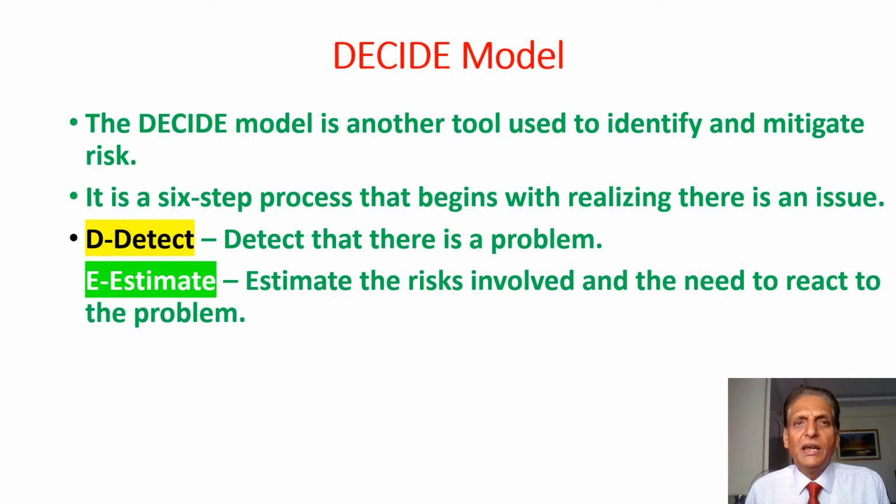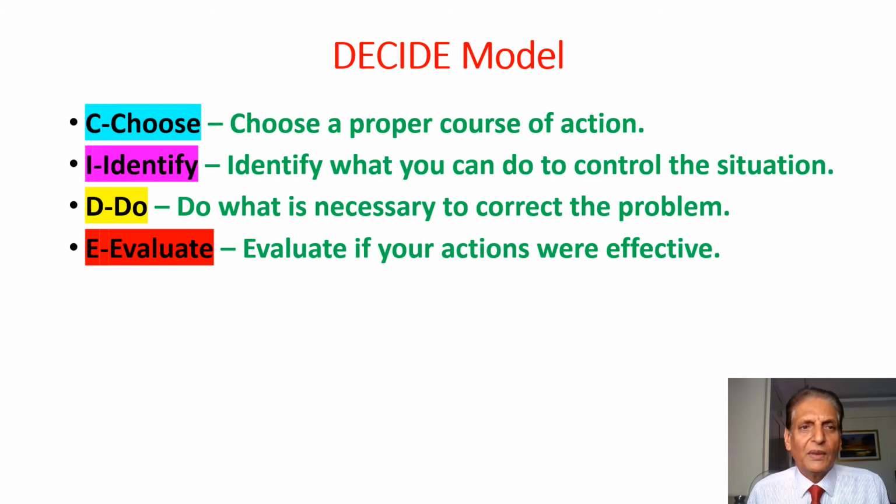Next, we'll discuss the DECIDE model. The DECIDE model is another tool used to identify and mitigate risk. It is a six-step process that begins with realizing that there is an issue. The first letter of DECIDE is D. D is for detect. Detect that there is a problem. E is estimate. Estimate the risks involved and the need to react to the problem.